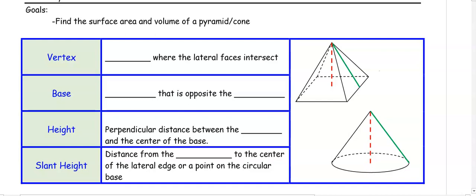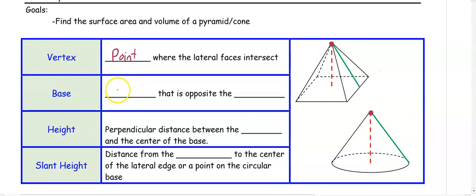This video is about finding surface area and volume of a pyramid and cone. So for the first part of this video, we're going to focus only on pyramid. Remember from the other day with our vocabulary, in a pyramid we have a vertex, which is at the top. We also have it at the top of the cone. So it is the point where the lateral faces intersect.